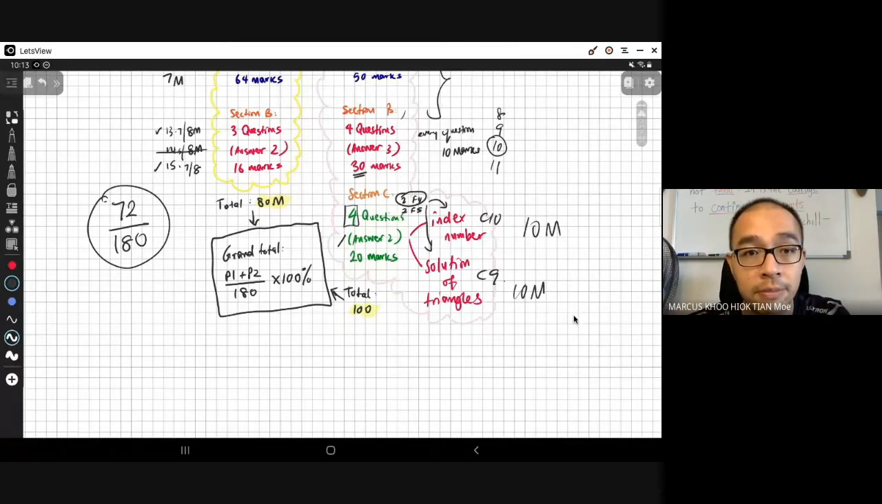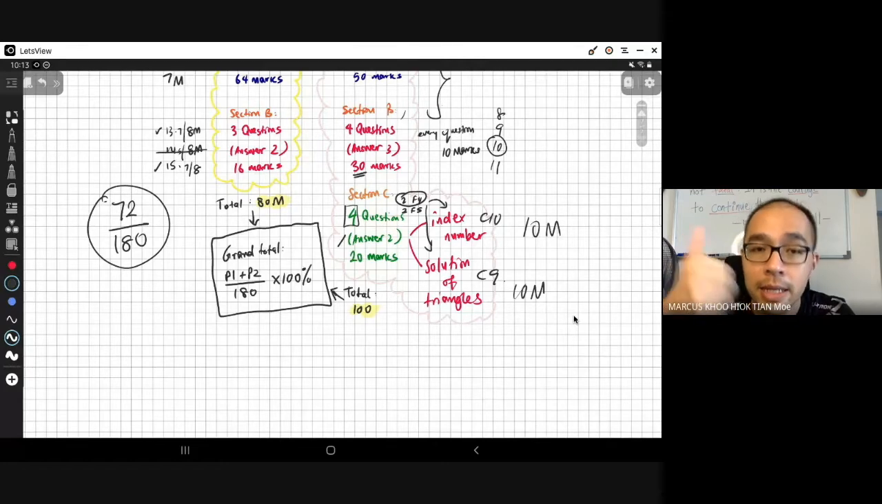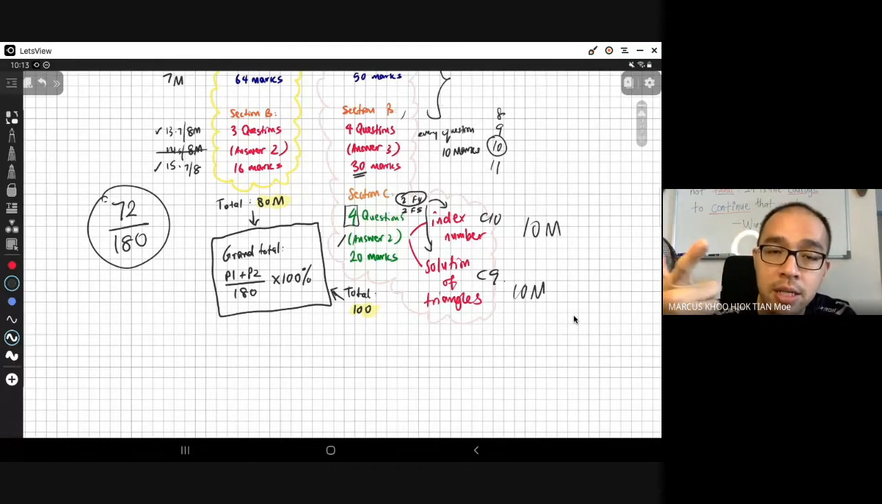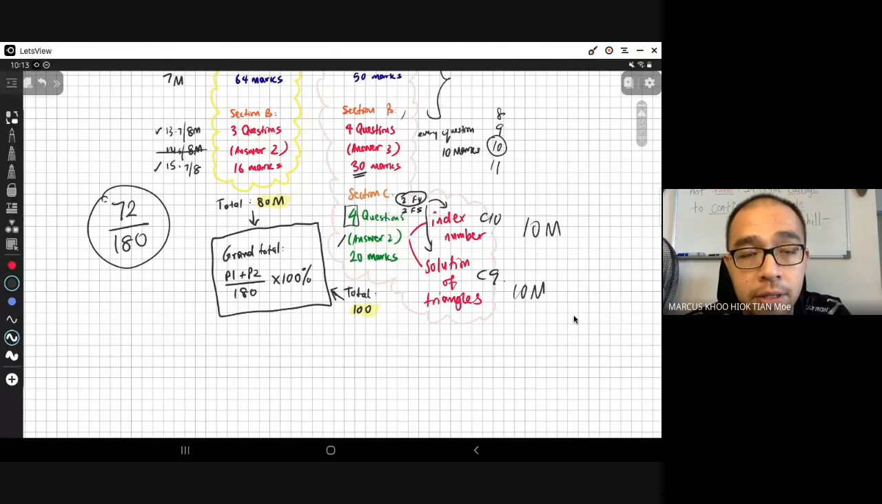The rest of the chapters, we don't know where they're going to come out. It may come out in this paper, it may come out in that paper, we don't know. But index number, chapter 10, and solution of triangles, chapter 9, definitely and only in paper 2, section C.